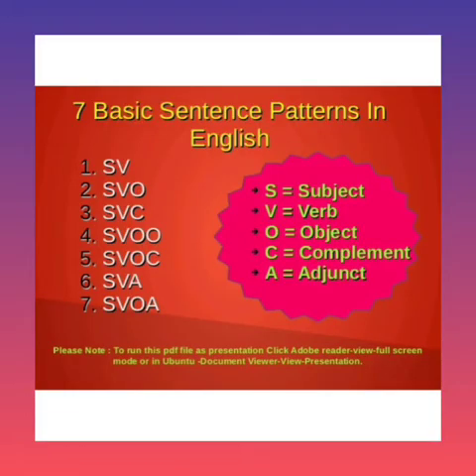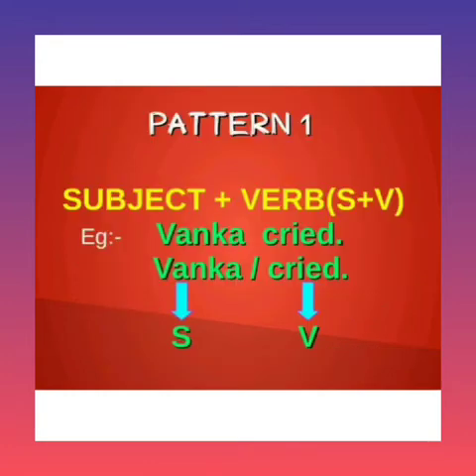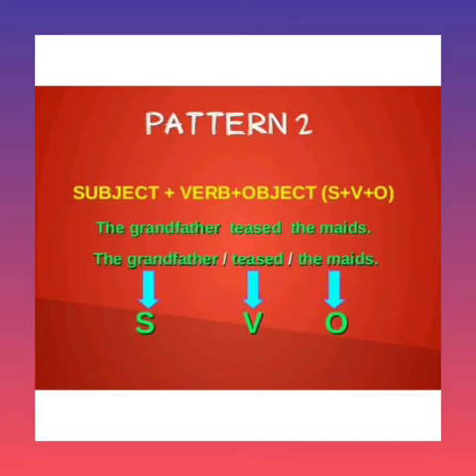Now let us learn the 7 basic sentence patterns in the English language. The first one is SV, then SVO, SVC, SVOO, SVOC, SVA, SVOA. These are the 7 basic sentence patterns in the English language. Pattern 1: subject plus verb. Example: Vanka cried. Vanka is the subject, cried is the verb. So pattern 1 is subject plus verb; it consists of a subject and a verb.